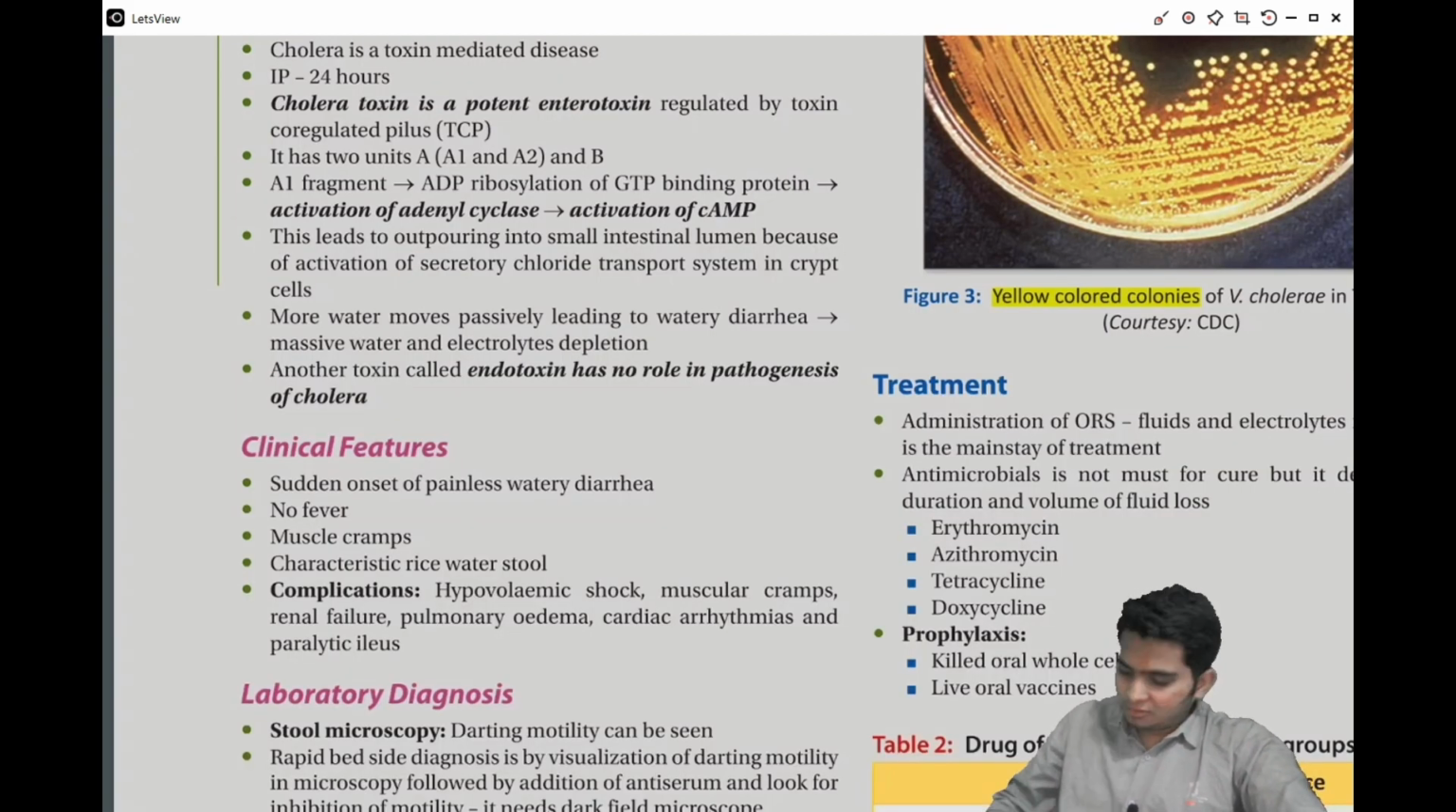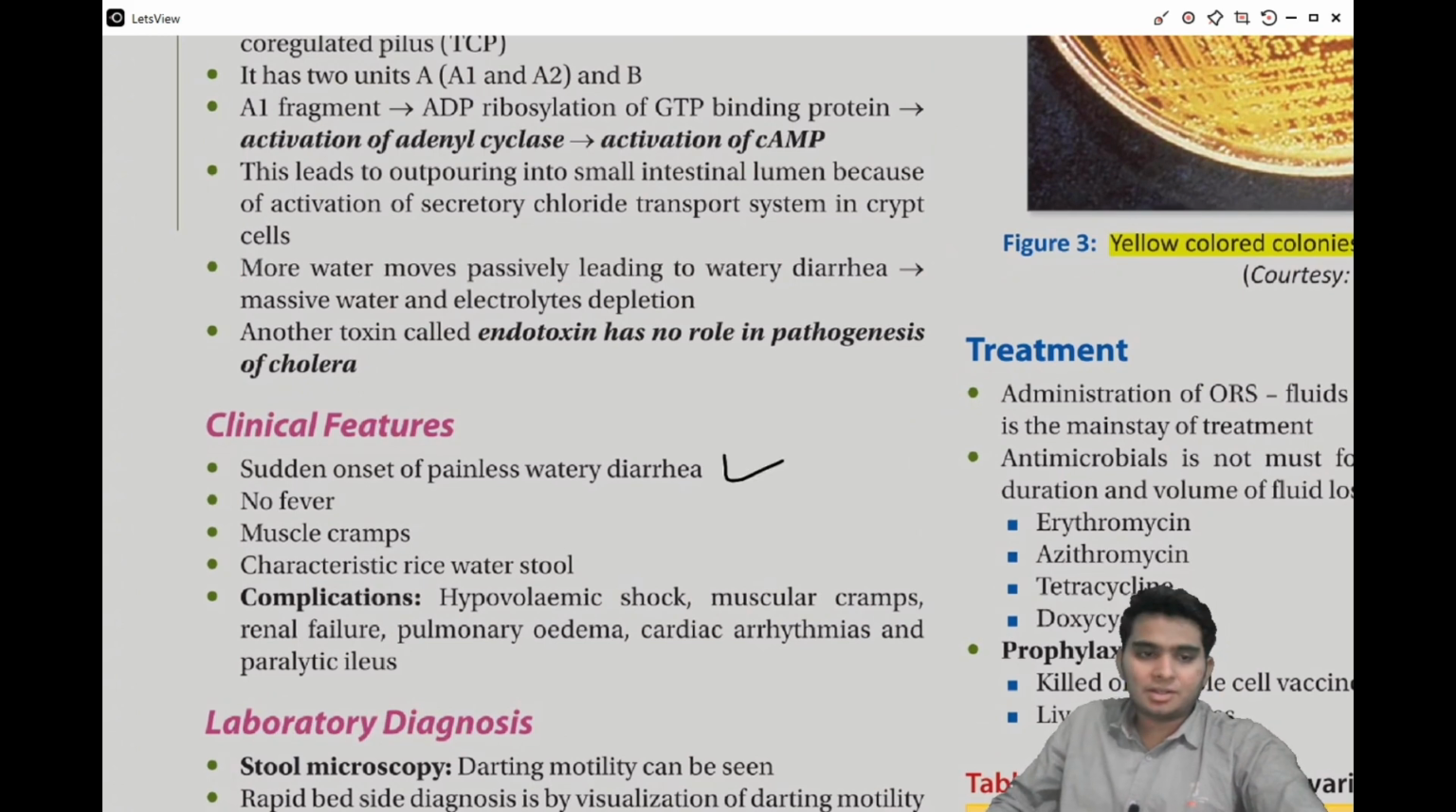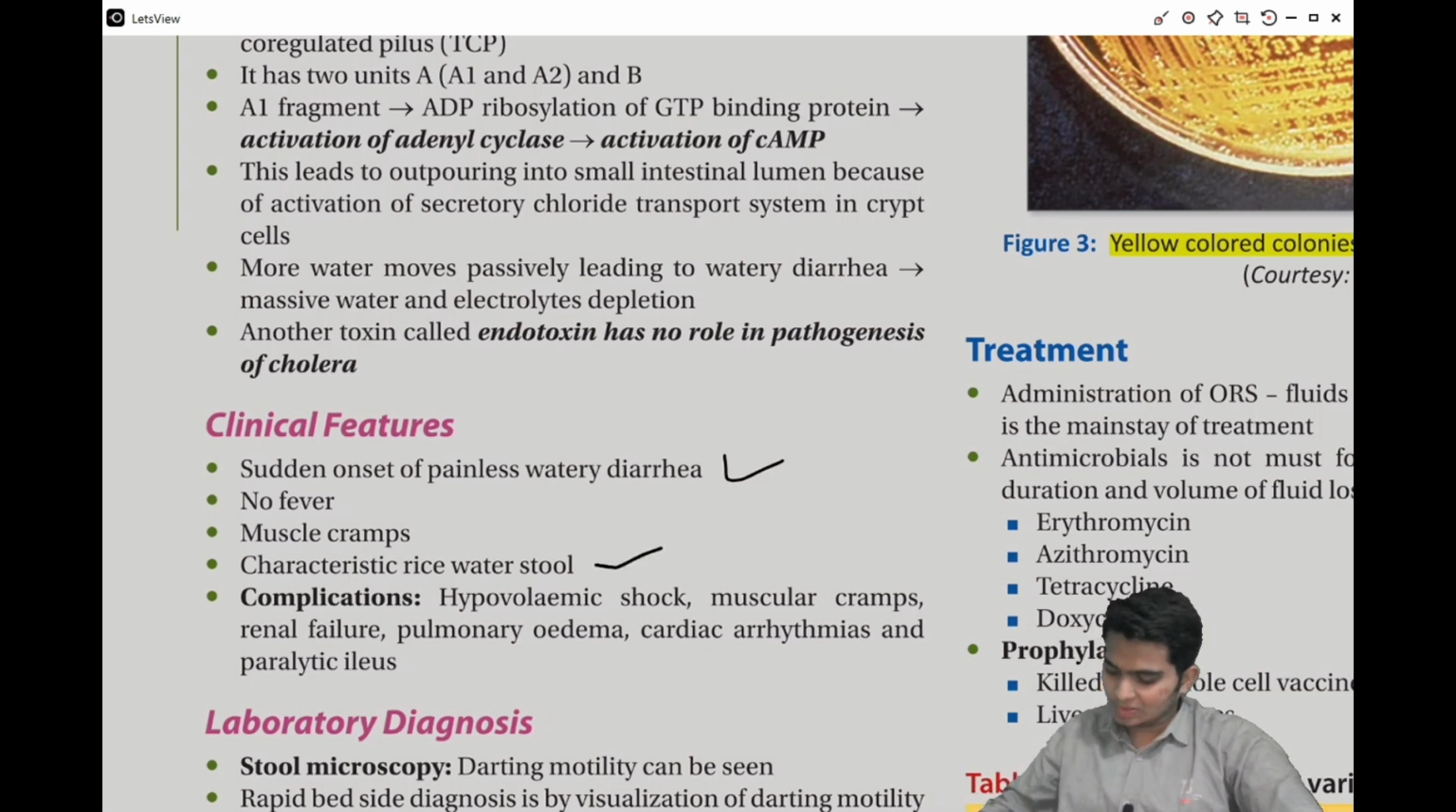Now coming to the clinical features. A sudden onset of painless watery diarrhea, no fever, then muscle cramps due to electrolyte imbalance, characteristic rice water stool. Complications are hypovolemic shock, muscular cramps, renal failure, pulmonary edema, cardiac arrhythmias, and paralytic ileus. Hypovolemic shock is due to dehydration, and then other complications are also there.